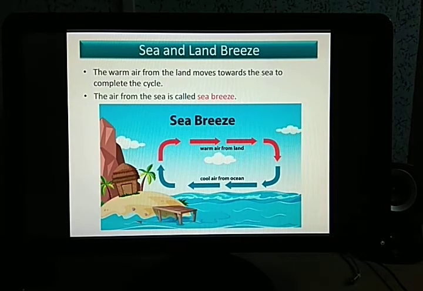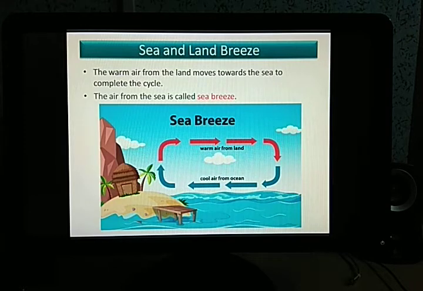That's why you can see in the coastal areas, most of the buildings are sea facing, or most of the houses are sea facing. Why? In order to get the cool air. So even if it is a very hot day during the summers, the people living near the coastal areas experience a very nice, pleasant, cool sea breeze due to this mechanism.